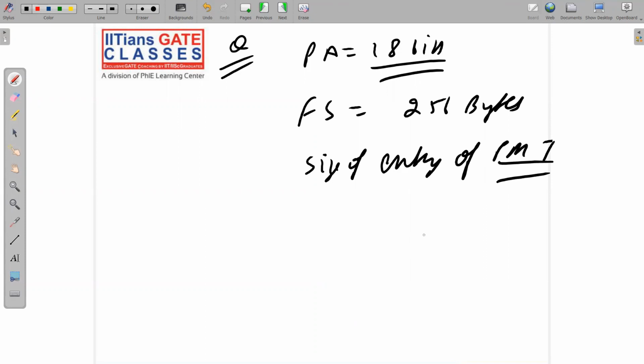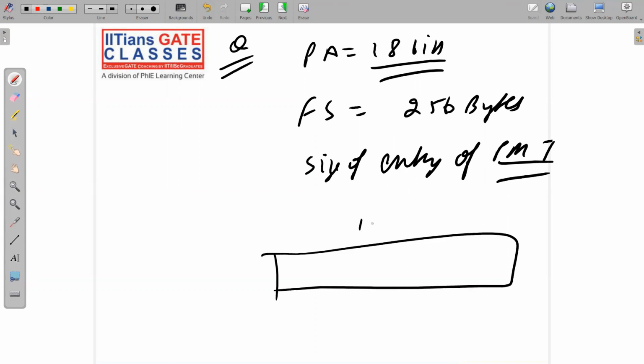Size of entry of page map table. Okay, so it is again very simple. Physical address is of 18 bits. So these are the total 18 bits. So how is the physical address divided? It is divided into two parts, frame number and offset within frame.